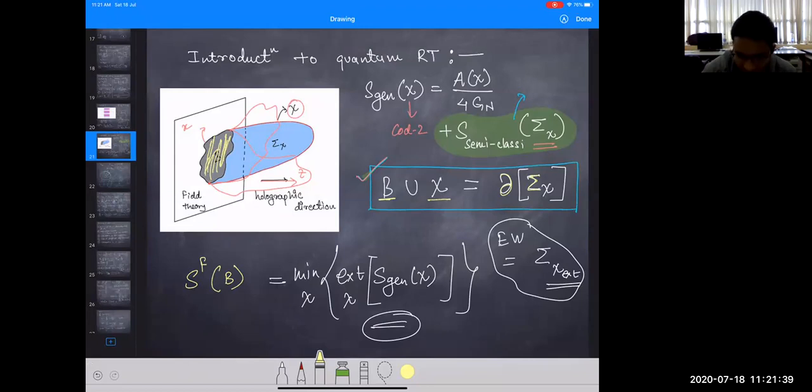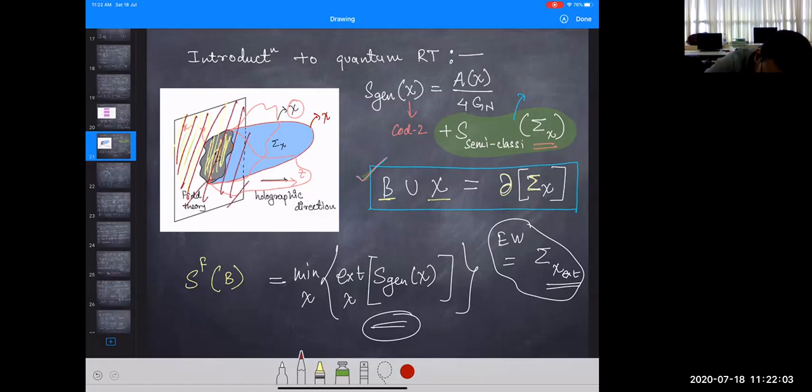This also means that you should be able to continuously deform chi, which is this surface here, to B, which is the boundary region. Now the point is, in our case, there is no boundary subregion, so we are really considering all of the subsystem, like all of the system. So you are really taking all of this region and constructing quantum Ryu-Takayanagi extremal surfaces for them.